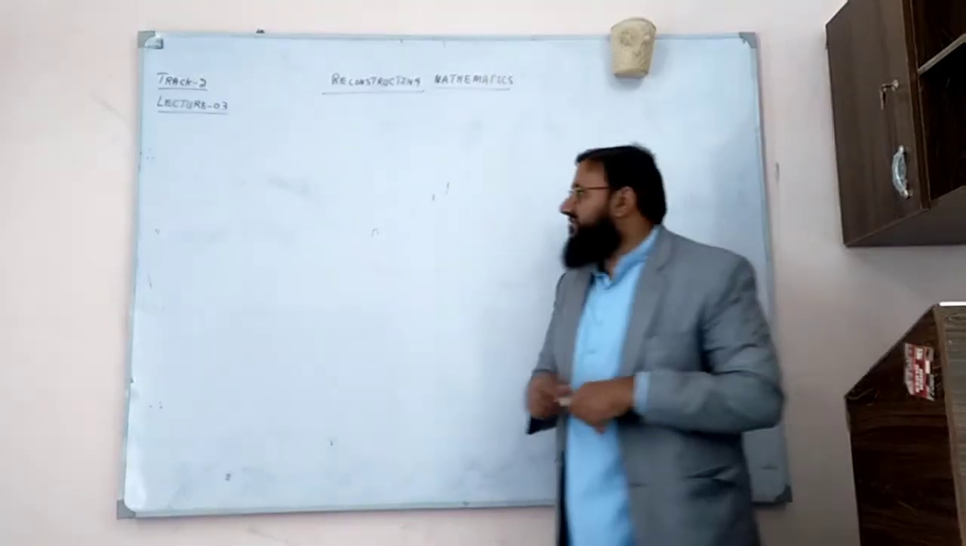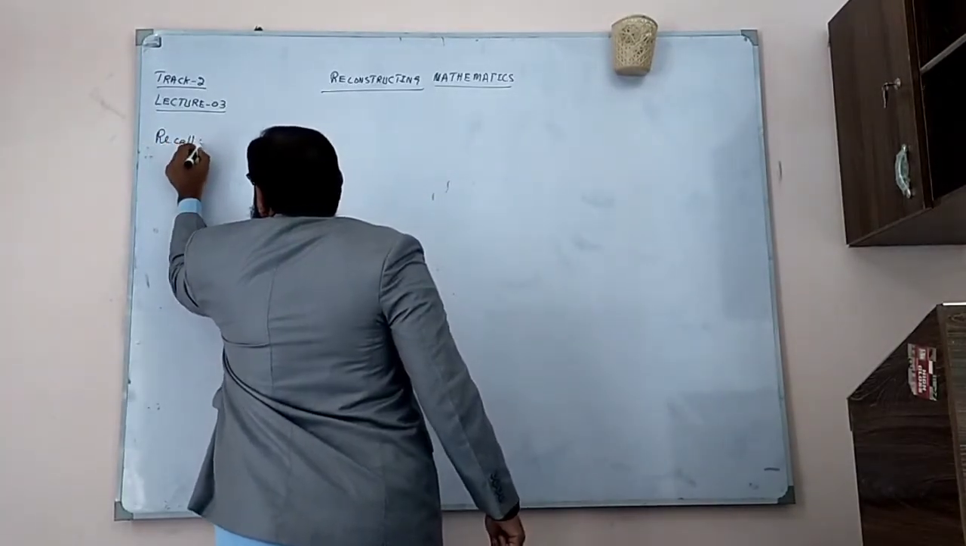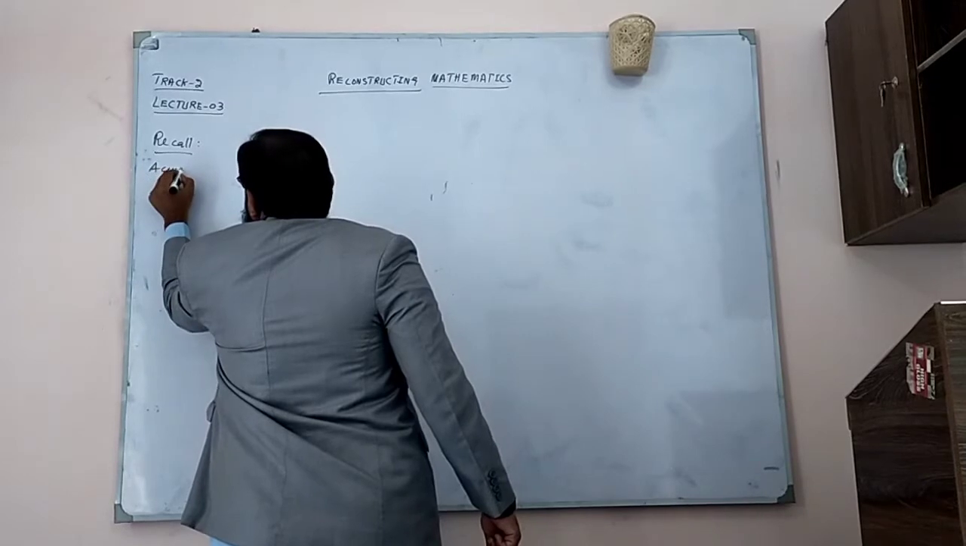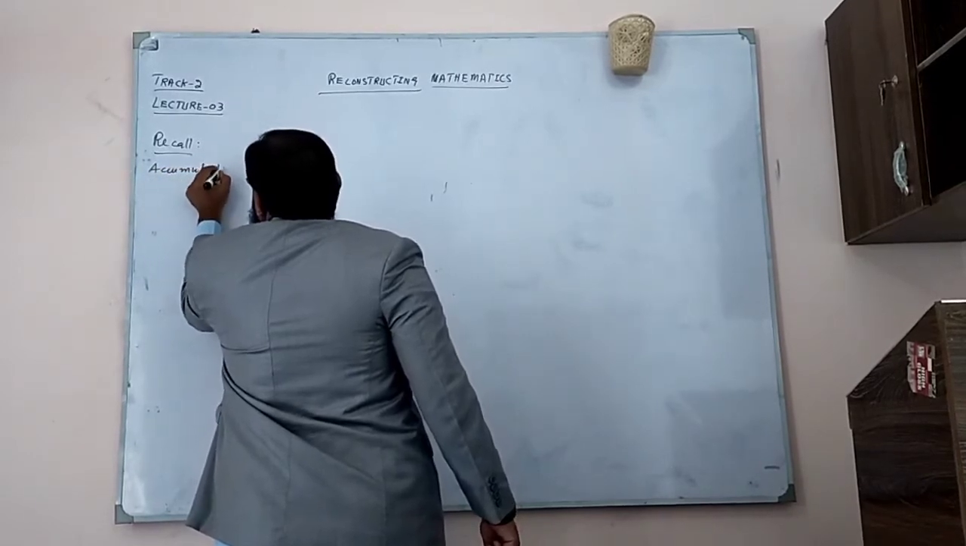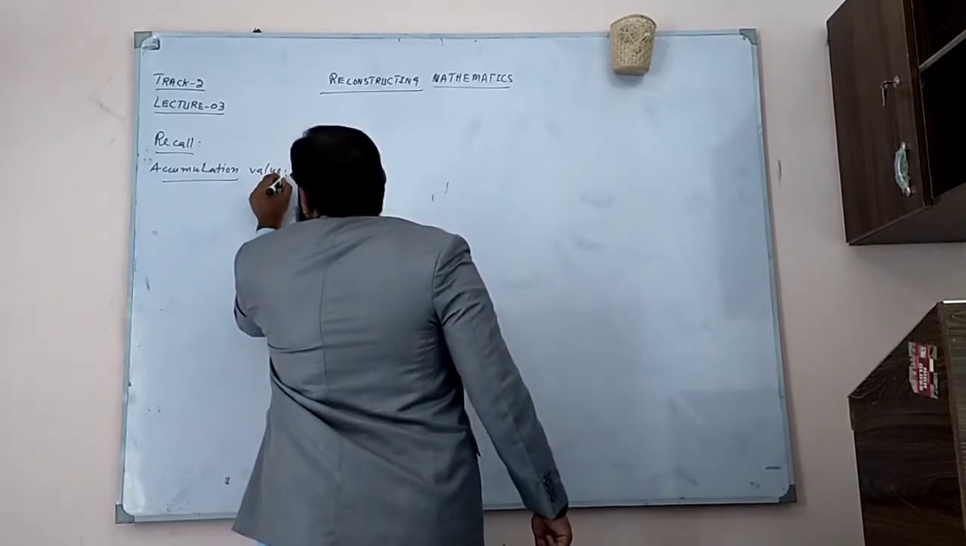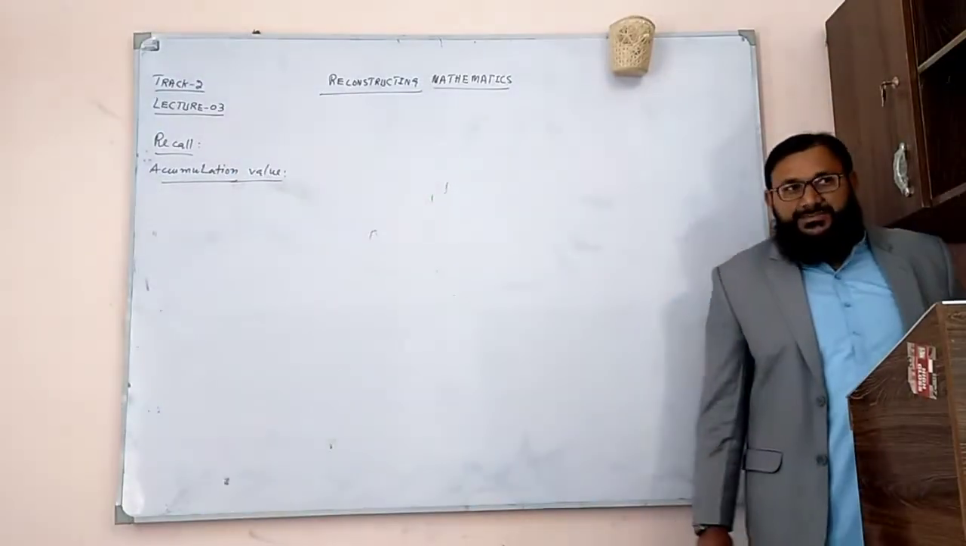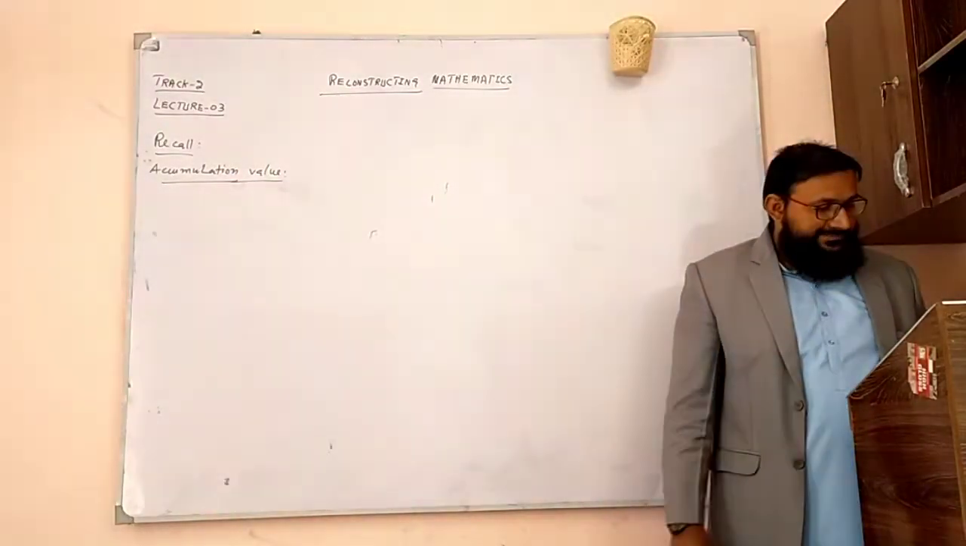I'll be using that, that's why I'm going to recall. So this is just a recall. What do we mean by an accumulation value of a sequence? Accumulation value, also called accumulation point or limit point or cluster point or partial limit. So there are so many words for that.